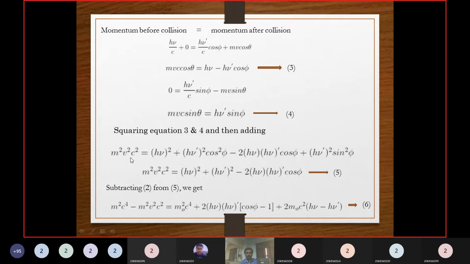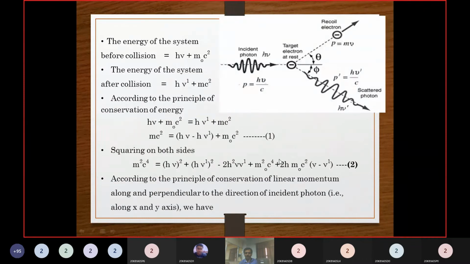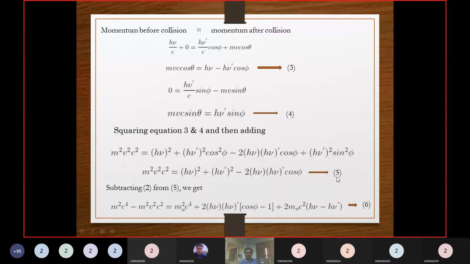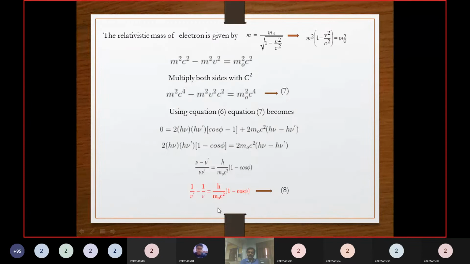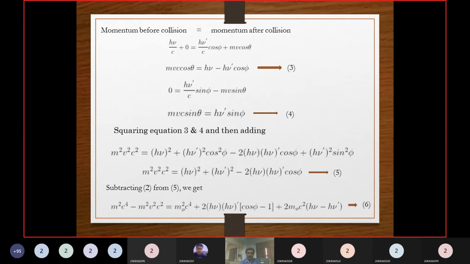So this is step 2. The first step is conservation of energy, the second step is conservation of momentum. From conservation of energy, we calculated one final equation. So using these two equations, this is equation 2 and this is equation 5, we can solve. We are subtracting equation 2 and 5, and we'll get another equation. In that, the m naught term is there, so that m naught we are converting into m.